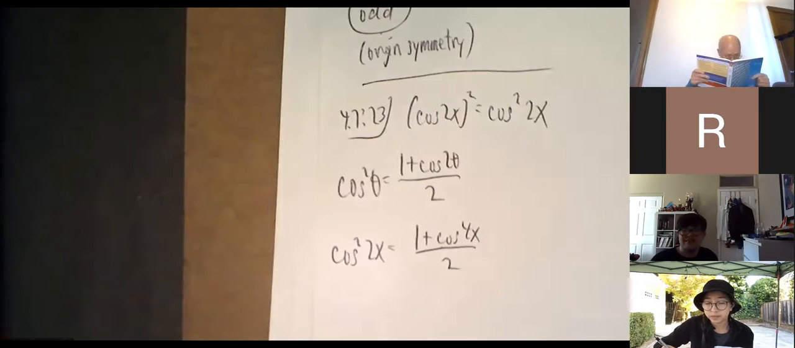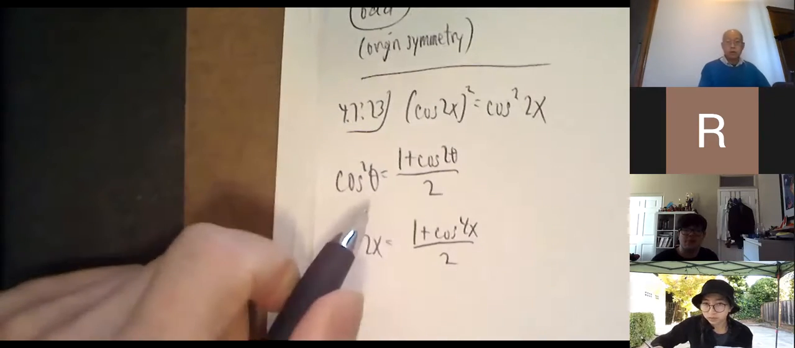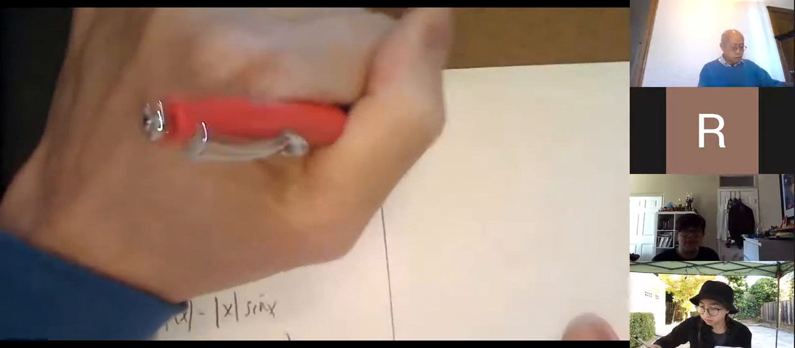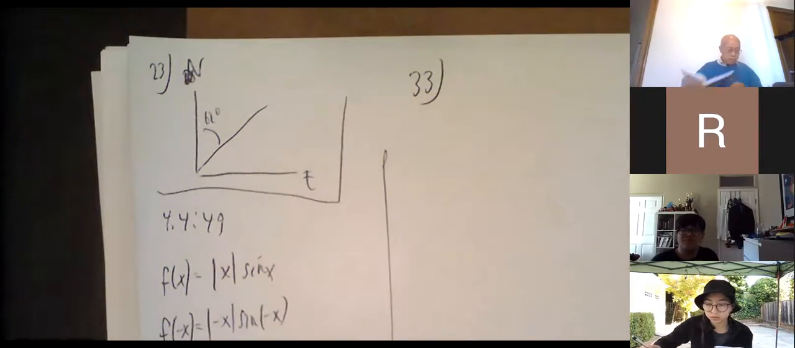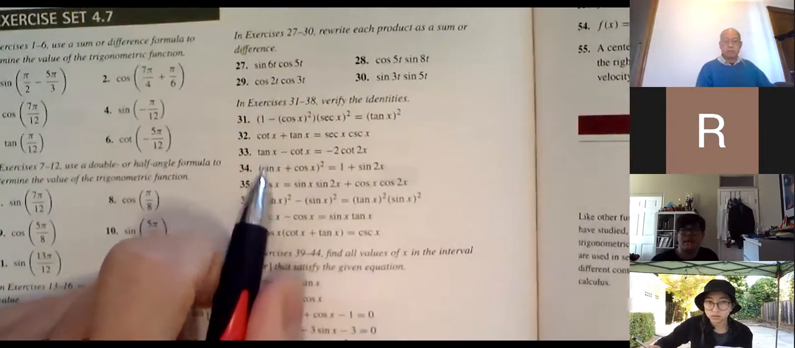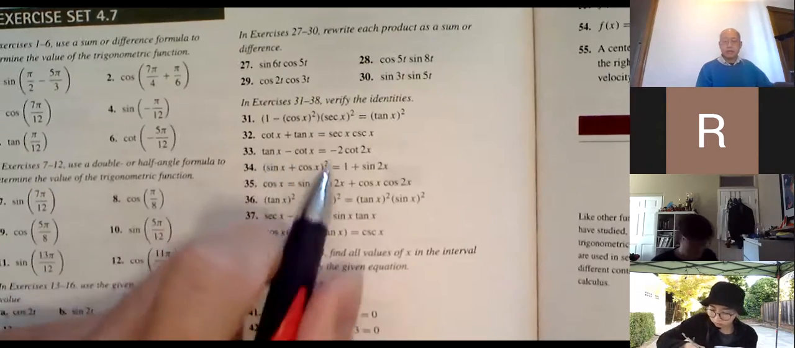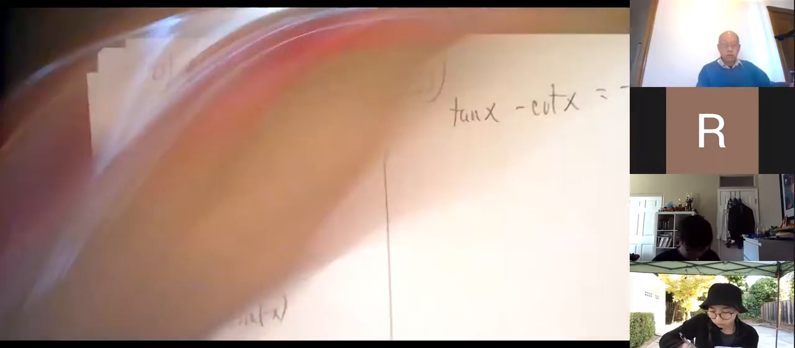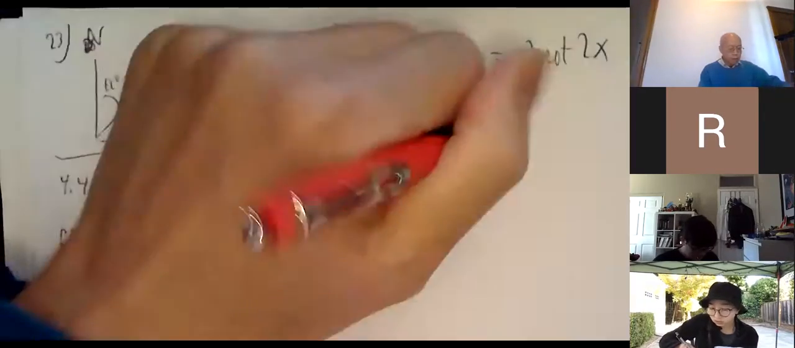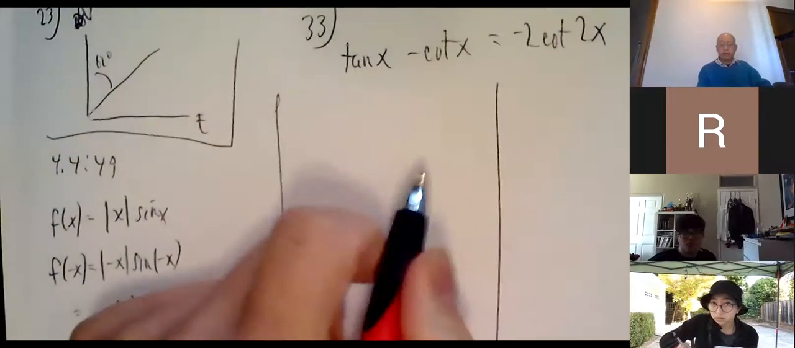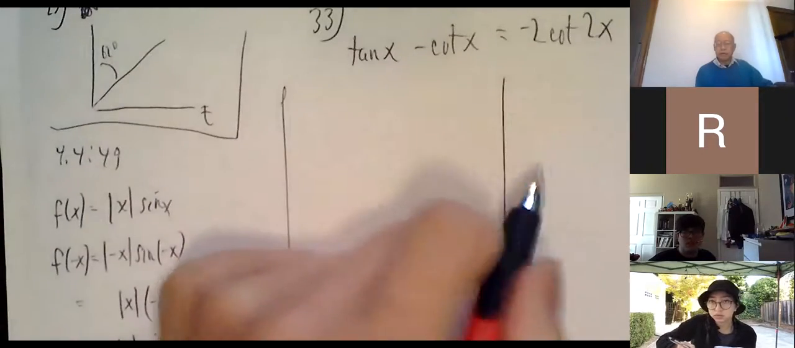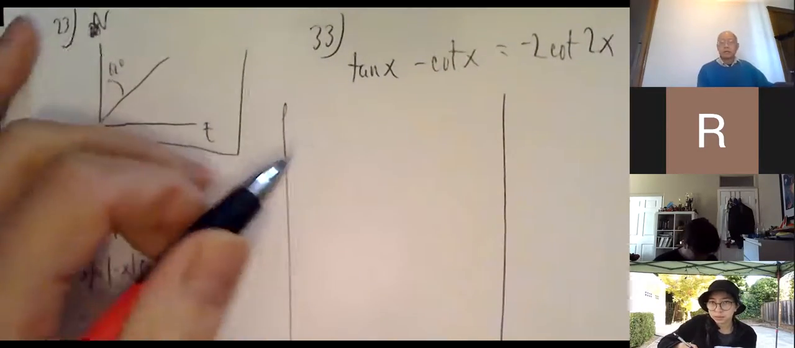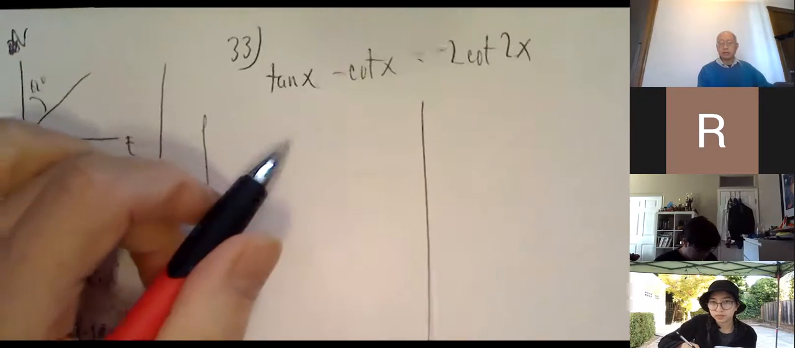Okay, and then 33, verify the identity. Tangent x minus cotangent x equals -2 cotangent of 2x. So I draw my barrier that I know I'm not supposed to cross. I'm going to work on this side, I'm going to work on this side, and hopefully I can get them to match. Usually it's a good idea for stuff like this to change everything to sines and cosines.